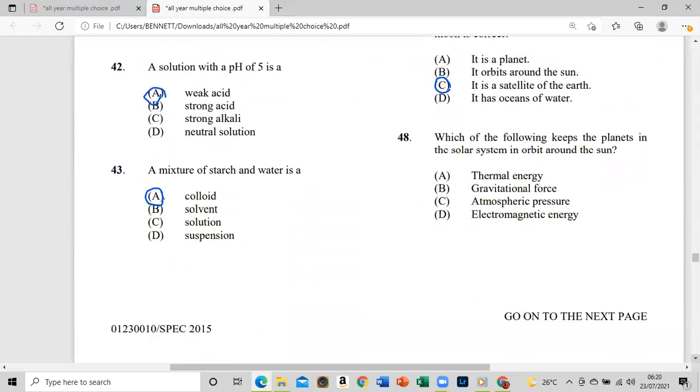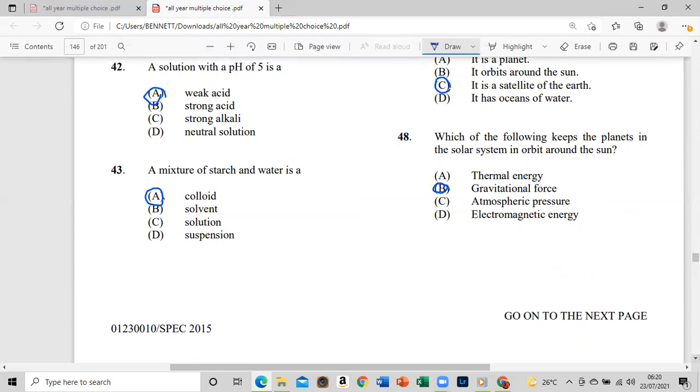48. Which of the following keeps the planets in the solar system in orbit around the sun? Is it thermal, gravitational force, atmospheric pressure, or electromagnetic energy? So 48 is B, and it's gravitational force. Let's move on to 49.